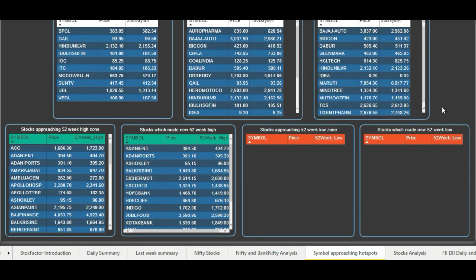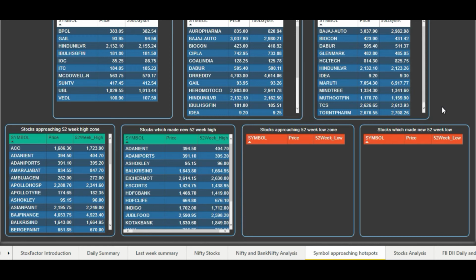Then we come to the last section of the page, where we have 4 tables in which we are filtering the stocks which are in the 52-week high zone. So why have we kept these 4 tables, friends? This is very important. Stocks approaching the 52-week high zone means that the stock price has already entered, hit or made the new 52-week high.